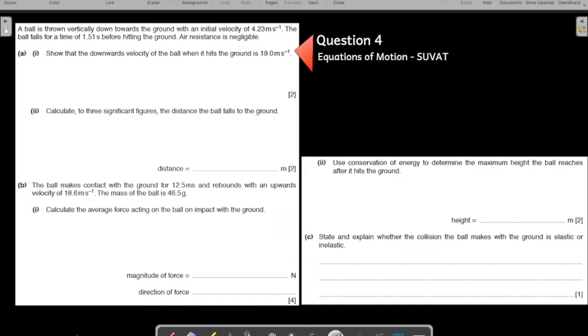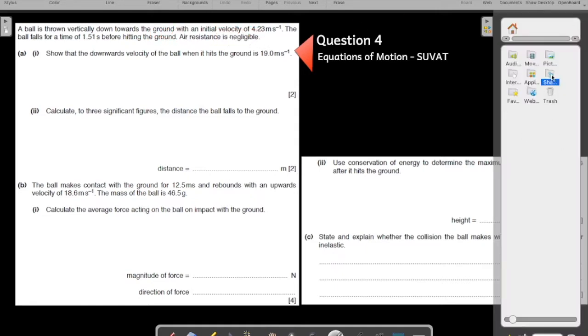Alright, so I assume that you all have paused the screen and are now ready to play the video and look at the working of it. Let us understand what the question is telling us. A ball is thrown vertically down towards the ground with an initial velocity of 4.23 meters per second. The ball falls for a time of 1.51 seconds before hitting the ground. Air resistance is negligible.